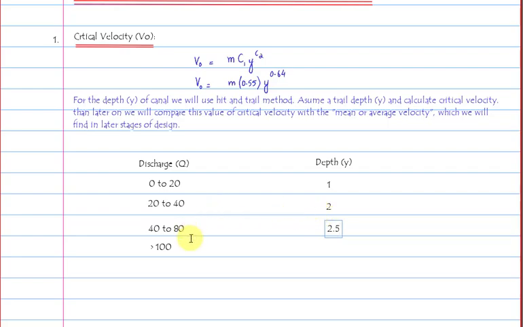20 to 40, 40 to 80, sorry, then this one is 80 to 100. If it is in between 80 to 100, then we will assume the value of depth as 3. If it is greater than 100, then we will assume 3.5 as the depth of canal. Got it? So this is the table we got.